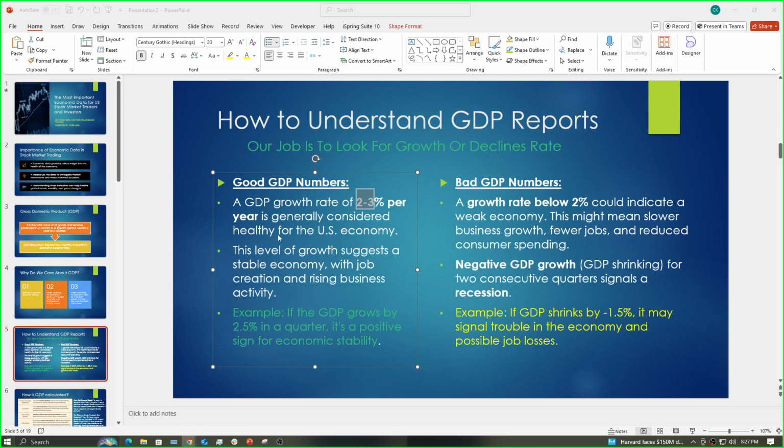Now, this level of growth suggests a stable economy with job creation and rising business activity, right? It's in that range, that 2 to 3%. It ain't 5%. It's not 1%. It's in between that 2 to 3%. That's important because we're going to discuss that a little further.